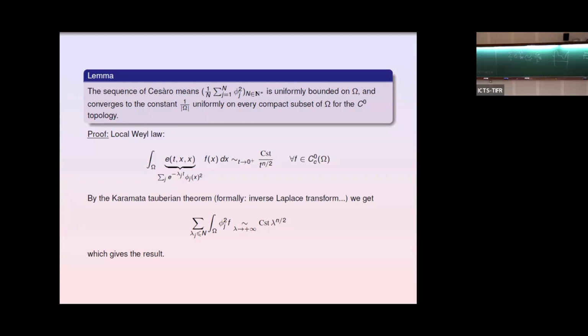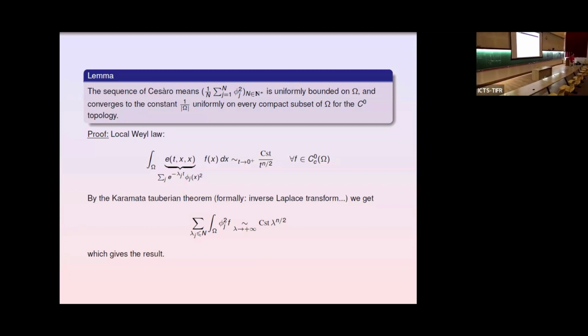And now you take the inverse Laplace transform of that. Formally. And if you take the inverse Laplace transform, you obtain exactly this equivalence. So you obtain that the sum of the coefficients over there, which are the integral over capital Omega of phi_j squared f, for the lowest modes, lambda_j less than lambda, should be equivalent, as lambda tends to infinity, to some constant times lambda to the power n/2.